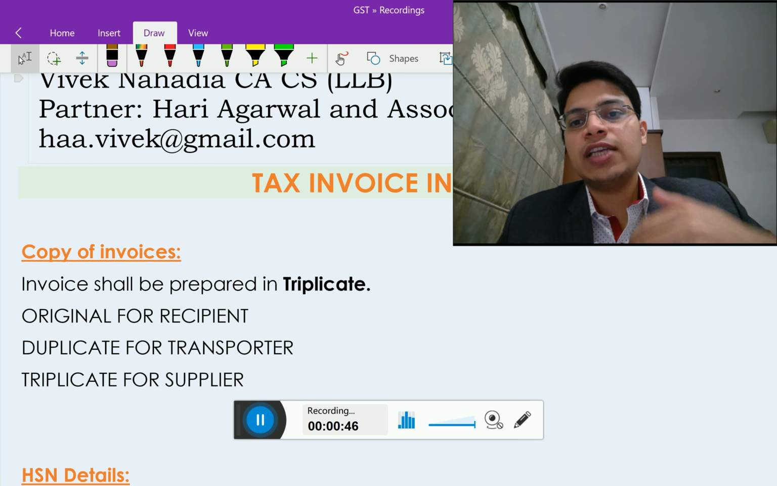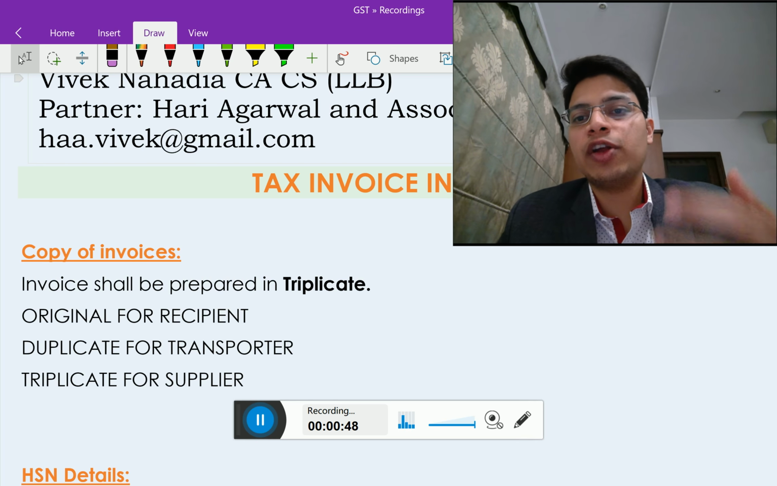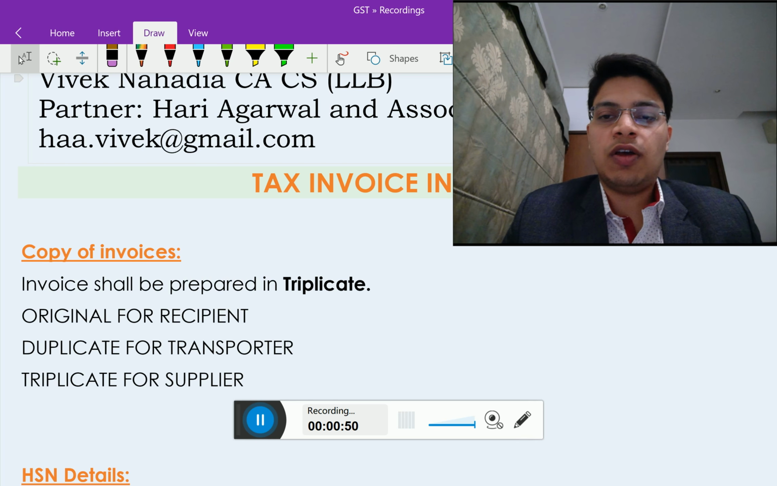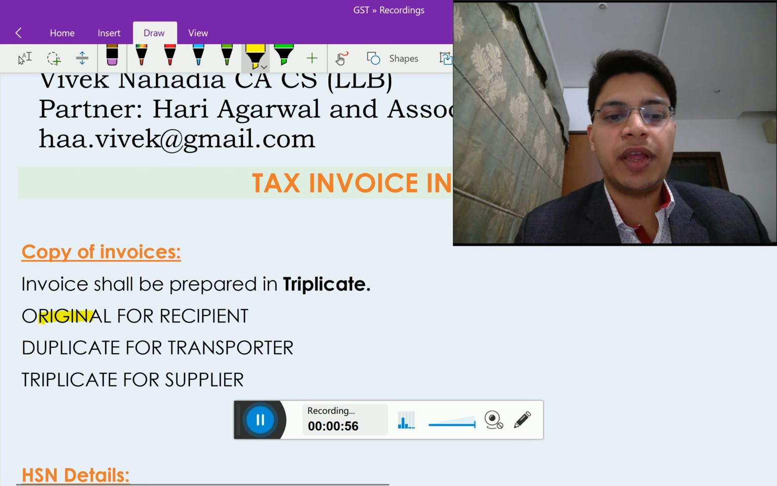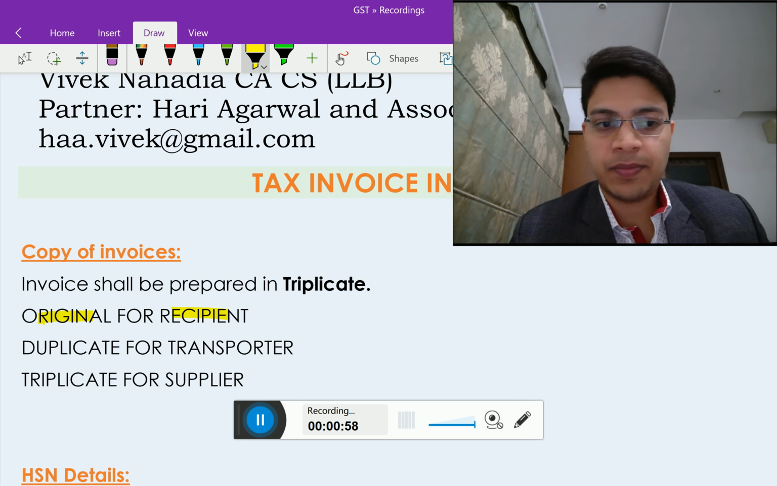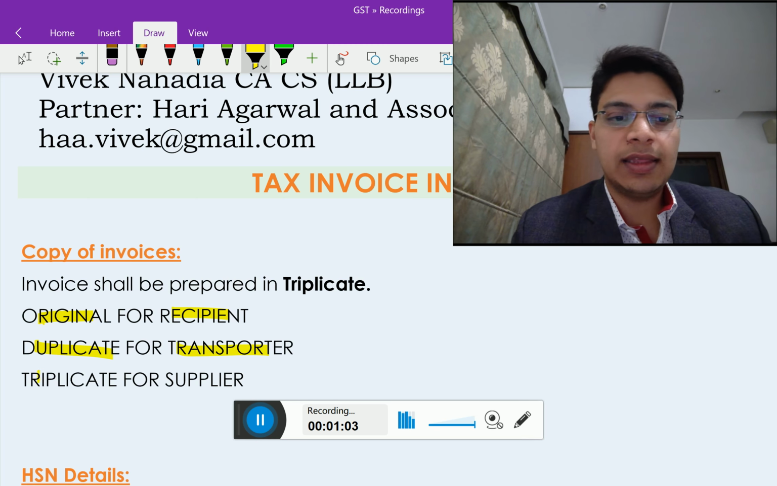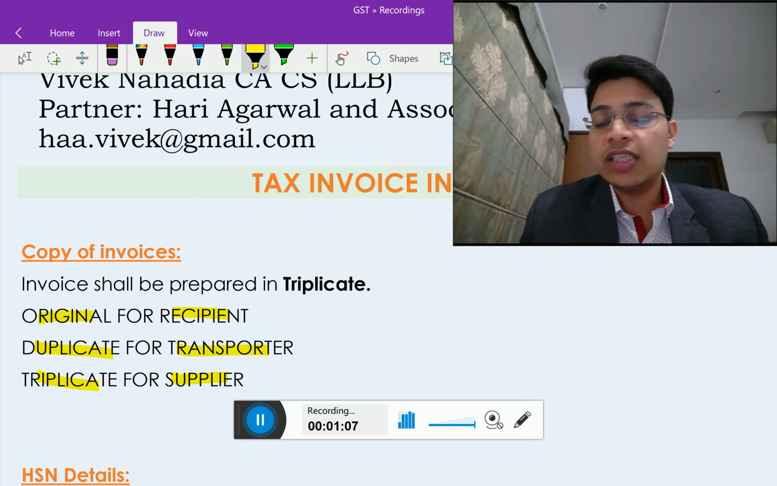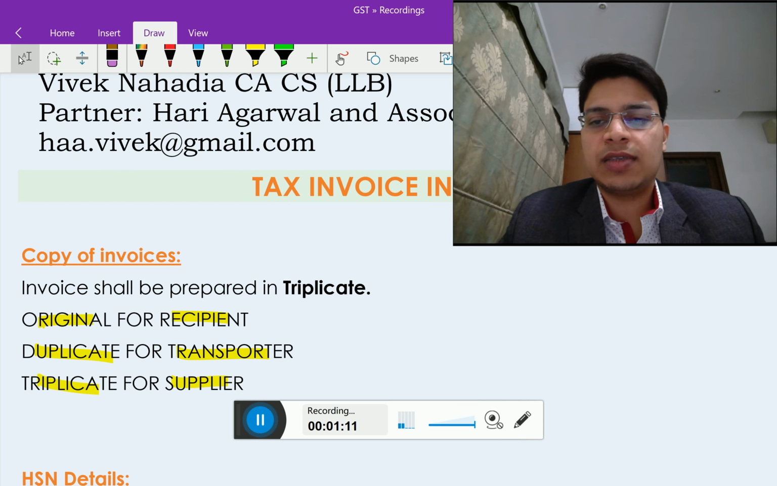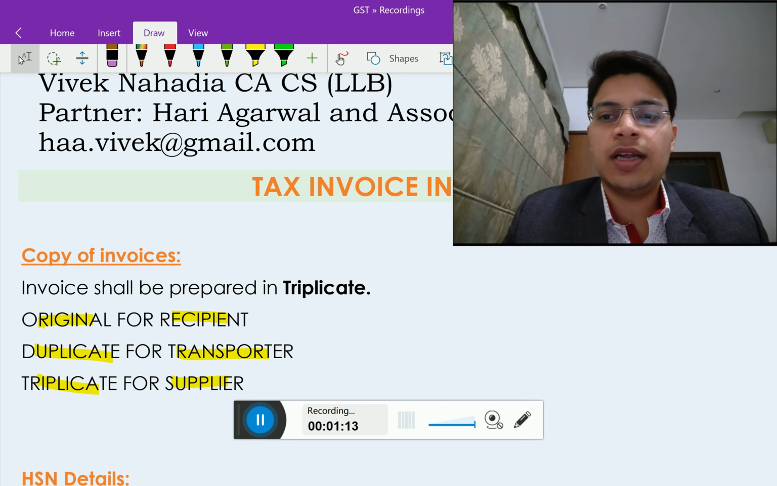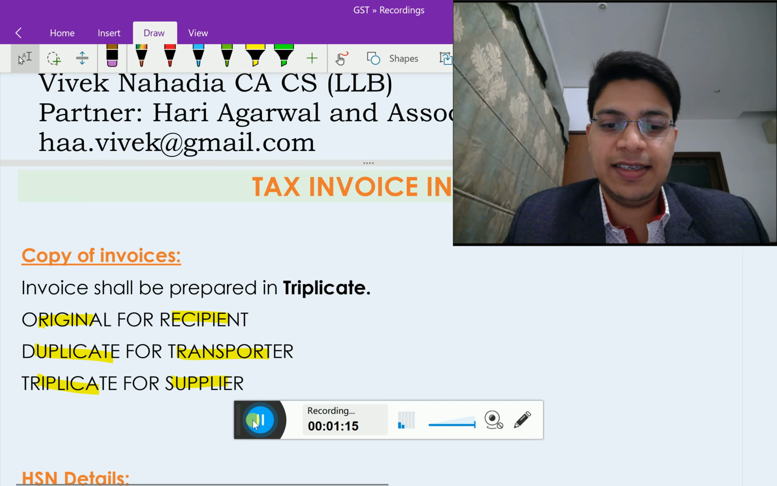So in case you are supplying goods, how many copies you need to issue? A supplier of goods needs to issue 3 copies of the invoice. The original copy shall be for the recipient. The duplicate copy shall be for the transporter. And the triplicate copy is for the supplier. So let us first discuss what is the format of tax invoice in GST.